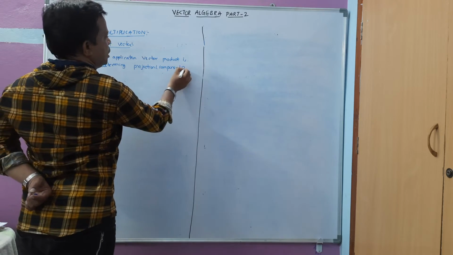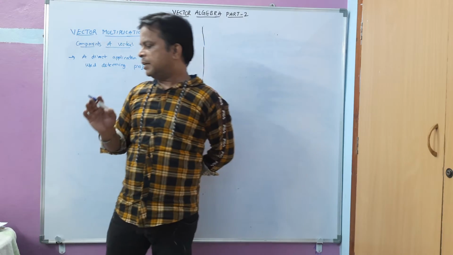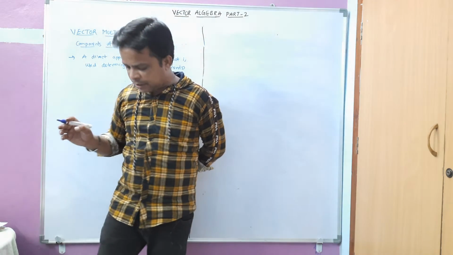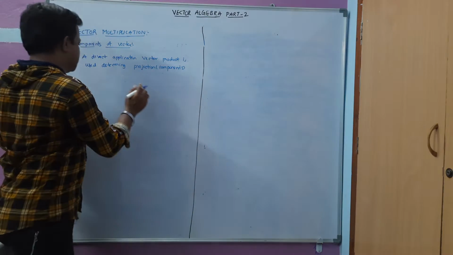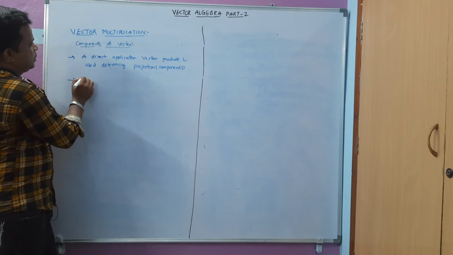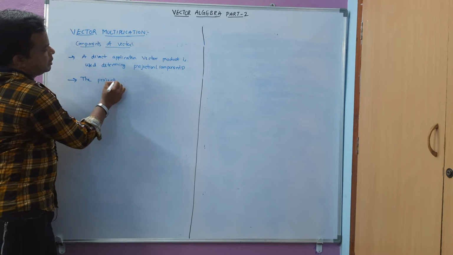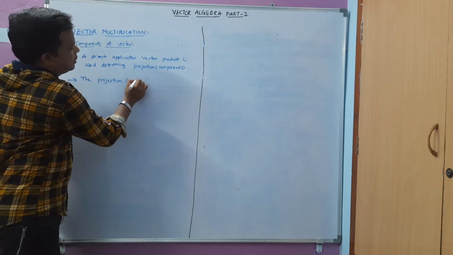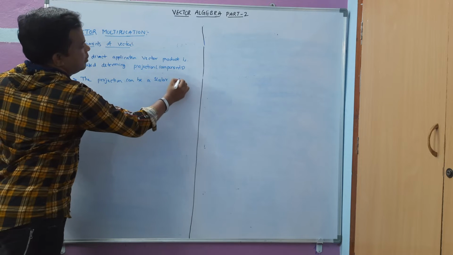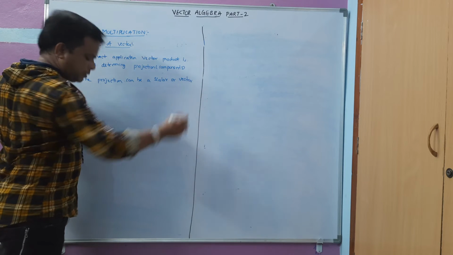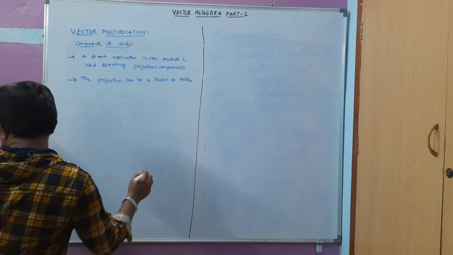So we are having two types here, that is we are having a scalar and vector component or projection here. So the projection can be a scalar or vector. Okay, so let us do that one. So first we will take the scalar projection here.